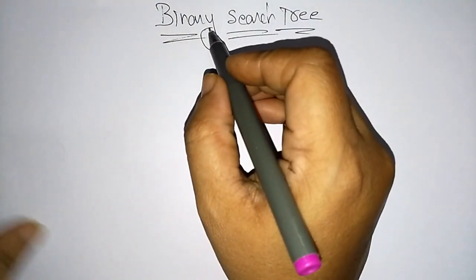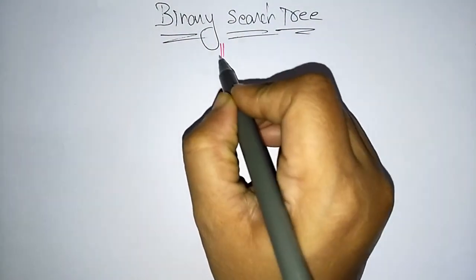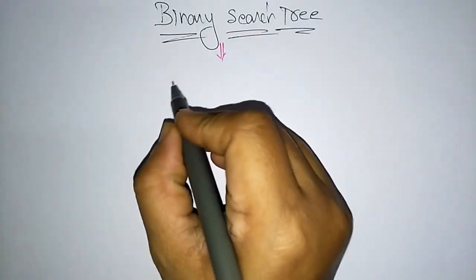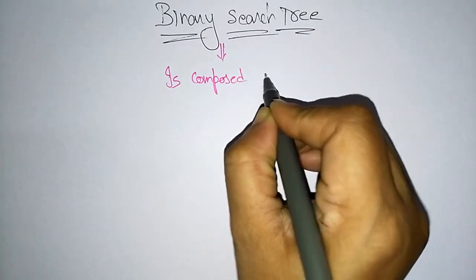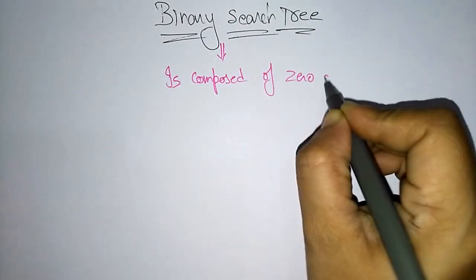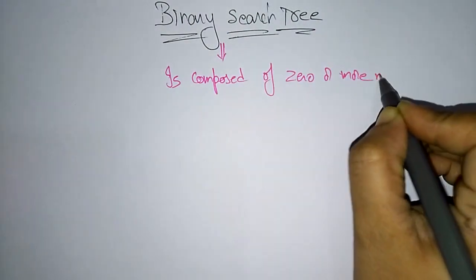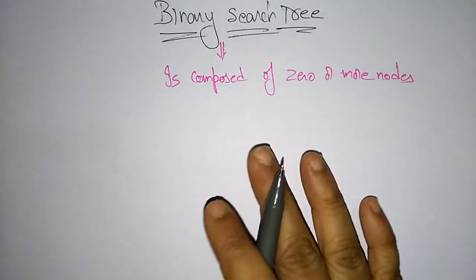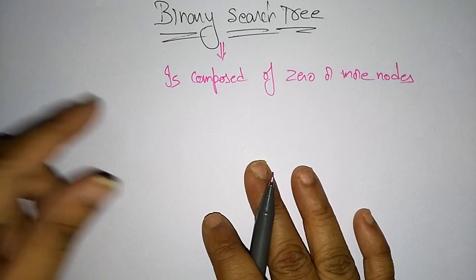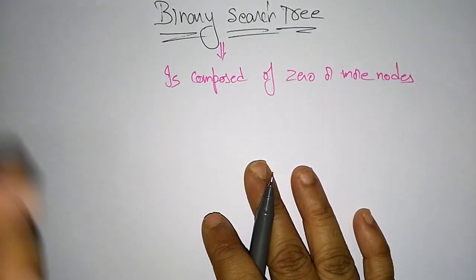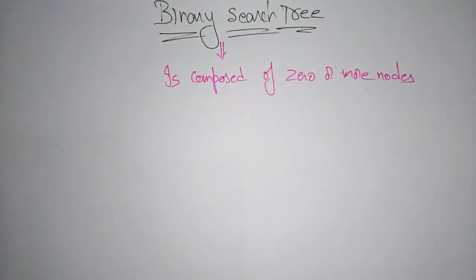A binary search tree is composed of 0 or more nodes. The one thing you have to note is that whatever binary search tree, that is a tree, is composed of 0 or more nodes, then you call it a binary search tree.